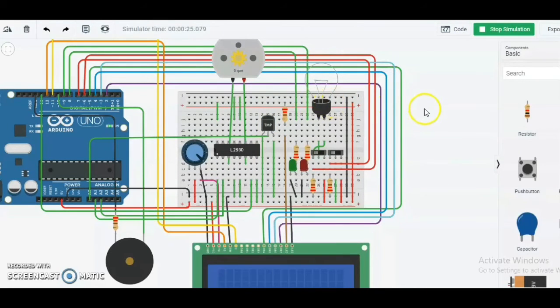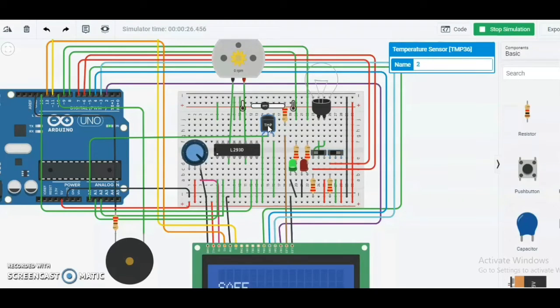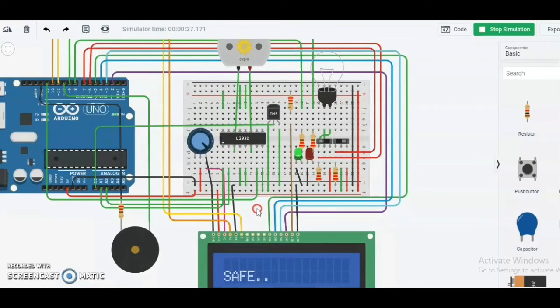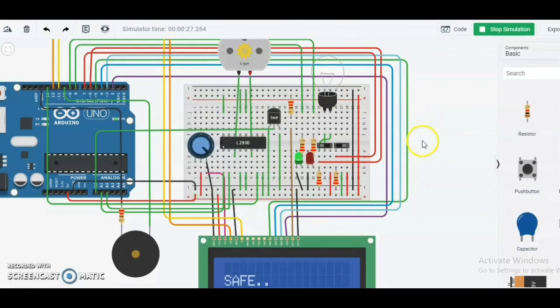Okay, let's say the device or the machine is on, the cooling system is also on. So this system can detect the temperature. When the system detects the temperature from the device or machine is less than 30, the green LED will be on and the LCD will display safe. That means the device is in good condition.